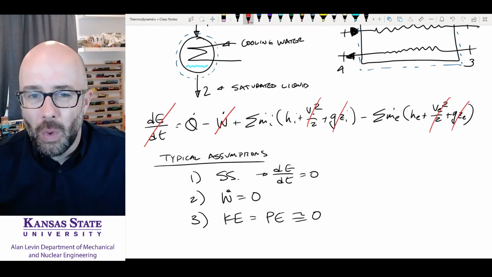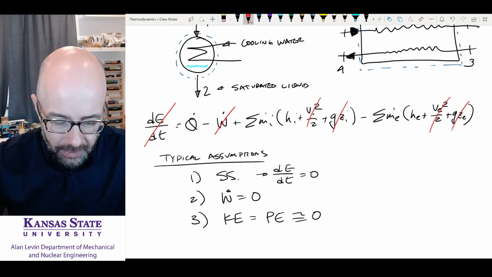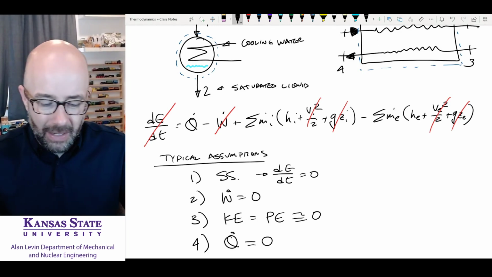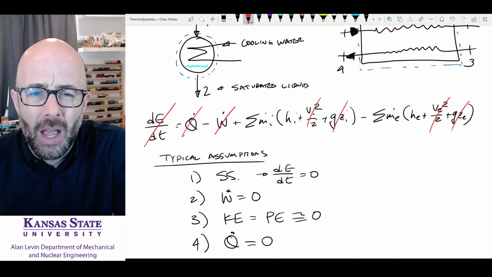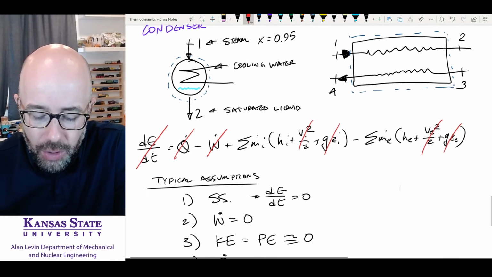But here's the other one that really bothers students when I say heat exchanger typical assumptions. Typical assumption 4 is that Q dot is equal to 0. Now this bothers students a lot. They're saying, what? It's a heat exchanger, Dr. Wanklyn. Why do we have Q dot equal to 0? Well, it's because we look at our control volume.